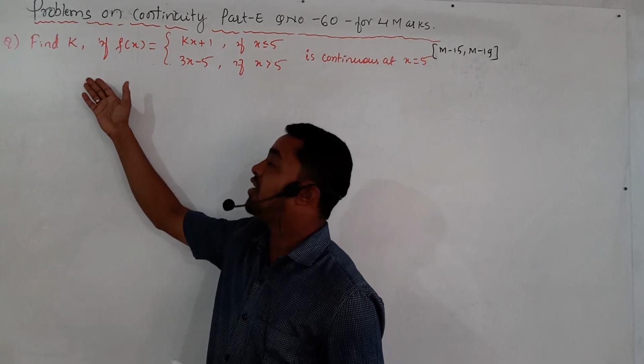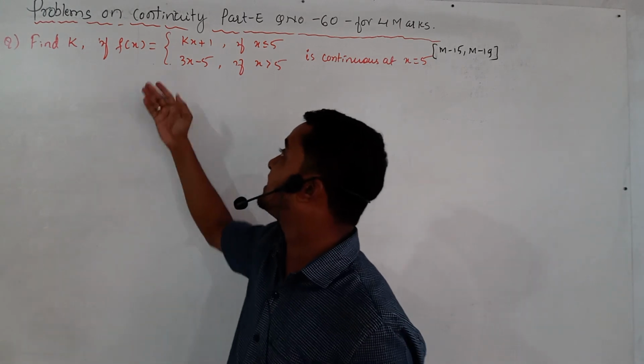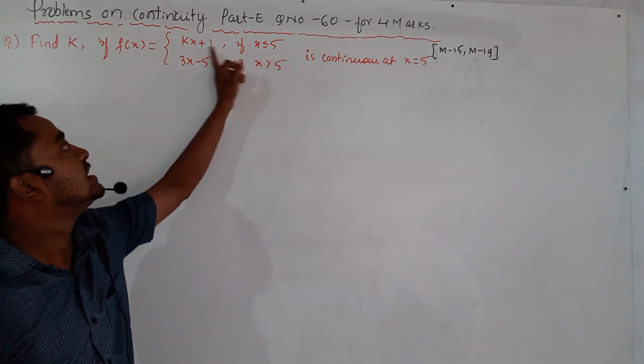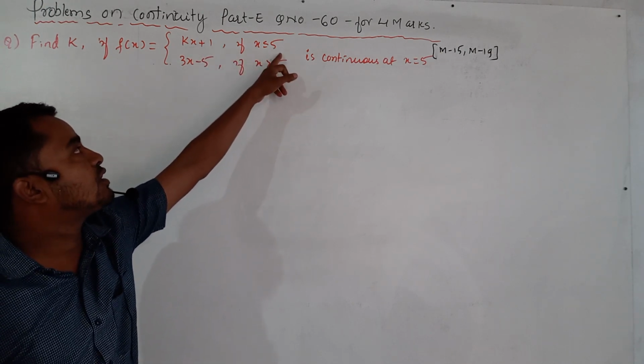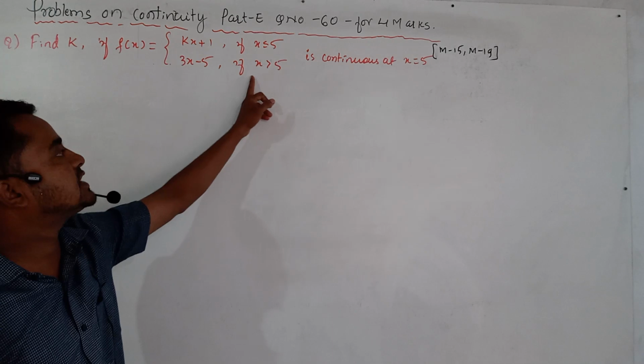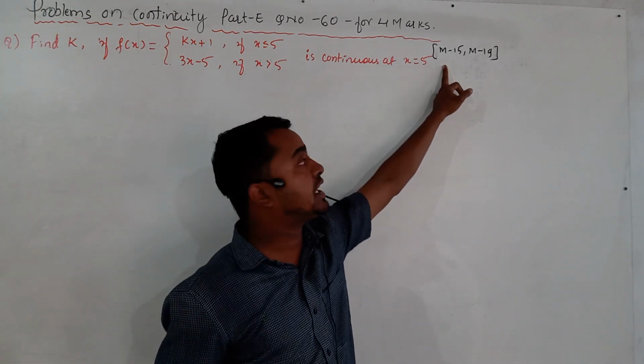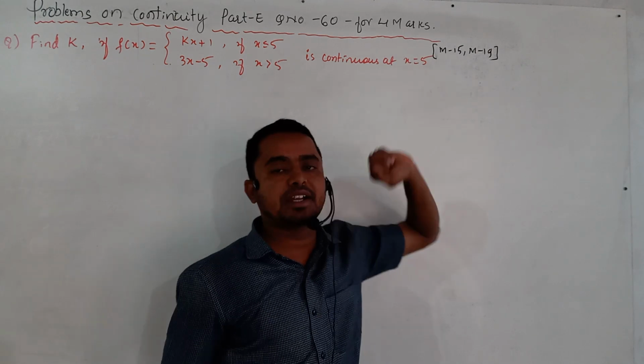Find the value of k if f of x is equal to kx plus 1 if x is less than or equal to 5, and 3x minus 5 if x is greater than 5, is continuous at x is equal to 5. This question has been asked in March 2015 and March 2019.